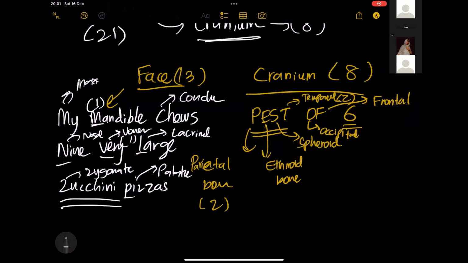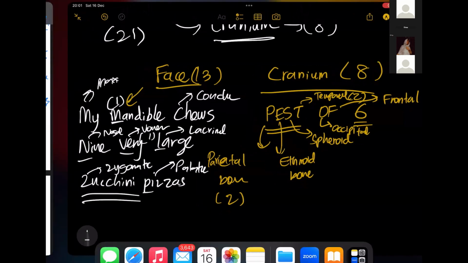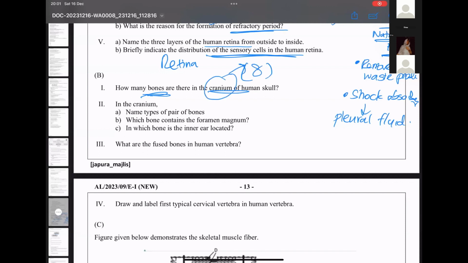Cranium is very hard to remember, no? So pest of 6. P-E-S-T. Pest of 6. Okay. I hope you took a screenshot. Next. So here now the question is how many bones are there in the cranium of a human skull? I showed you 8 bones. Okay. 6 types, but 8 bones. So the answer is 8.